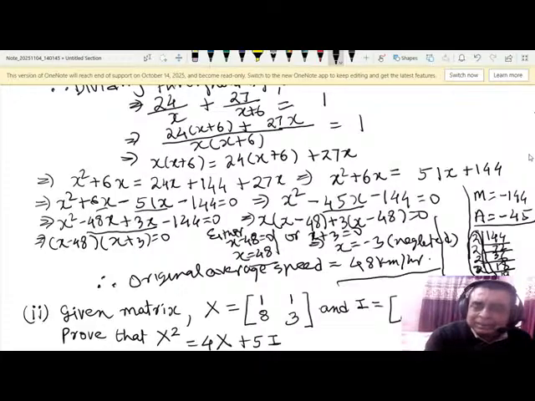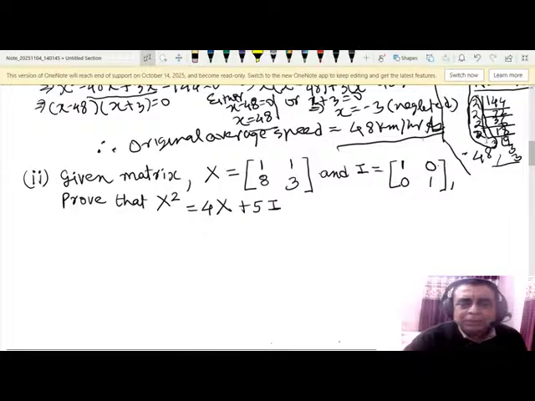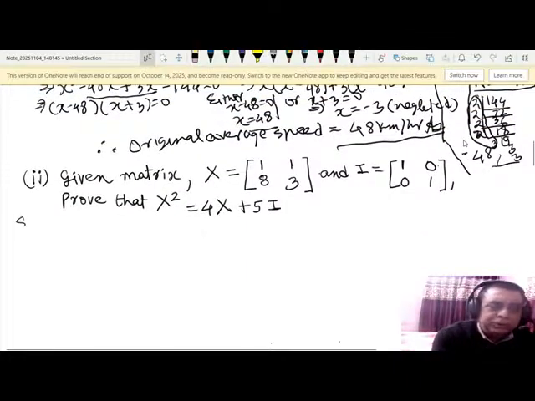So that is the answer. So that is the average speed of the original part. Now we are moving to question number 2.